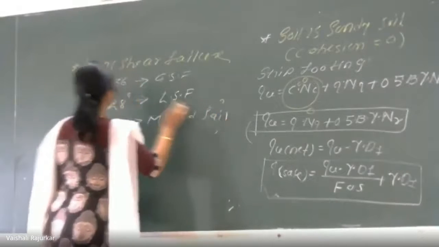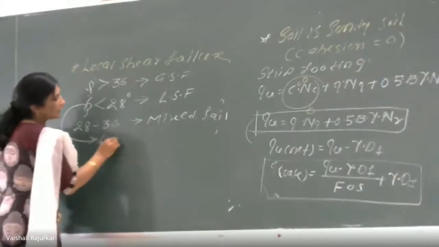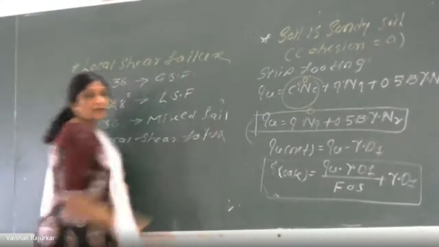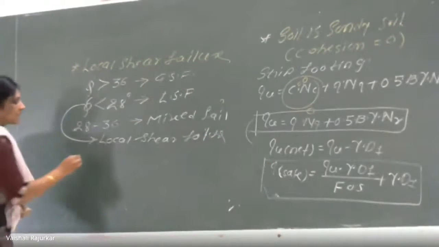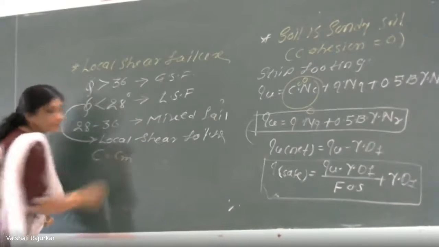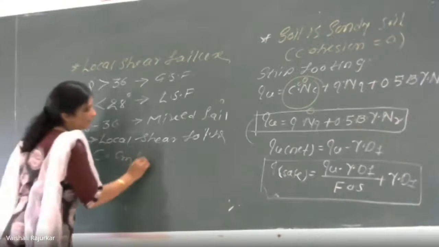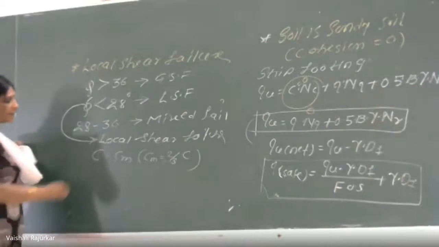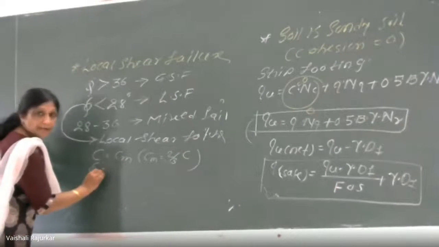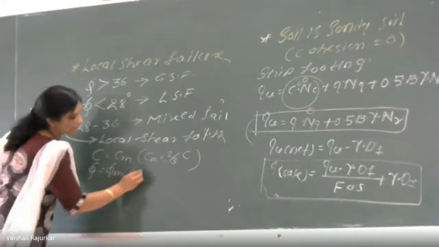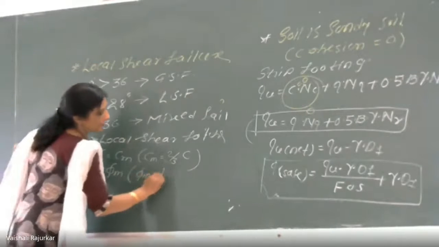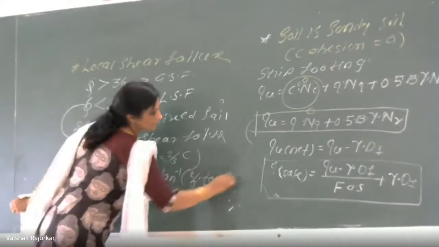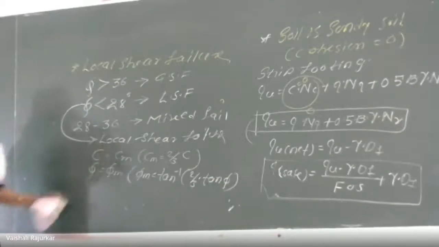Now, we will just assume that there is a local shear failure. When there is a local shear failure, we are modifying the two terms, that is C becomes Cm. Here, what is Cm? Cm is equal to 2/3 of C. And phi becomes phi m. Where what is phi m? Phi m is equal to tan inverse of 2/3 of tan phi.